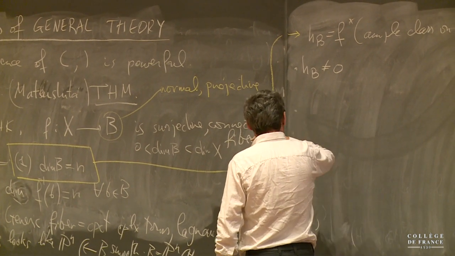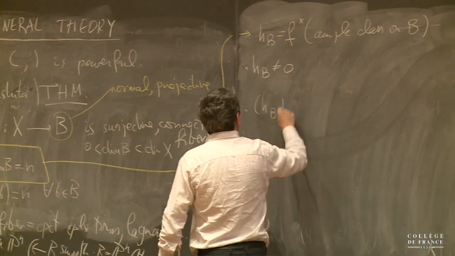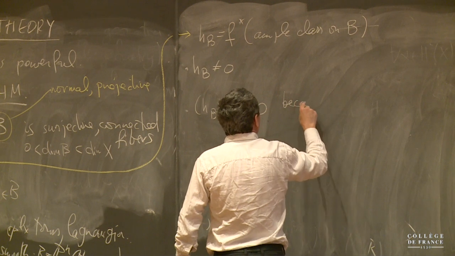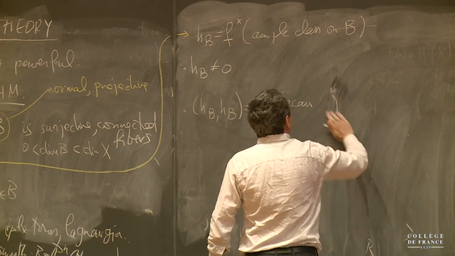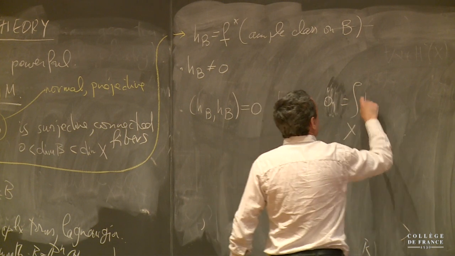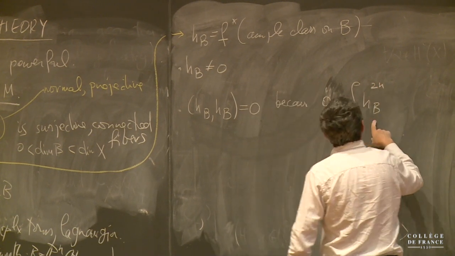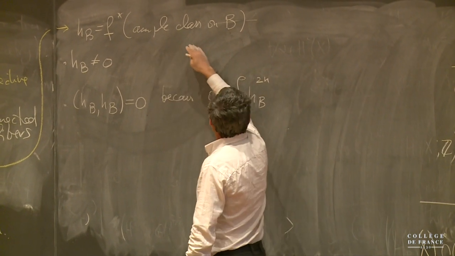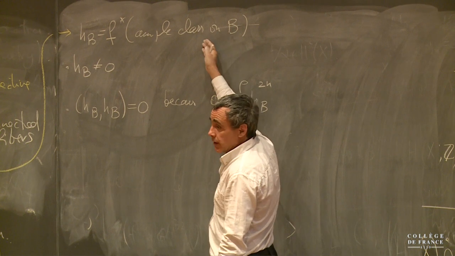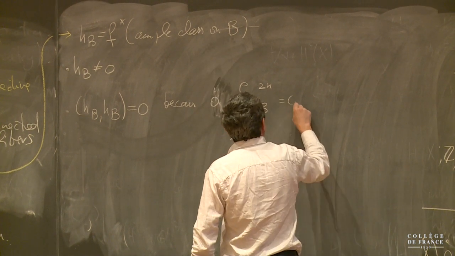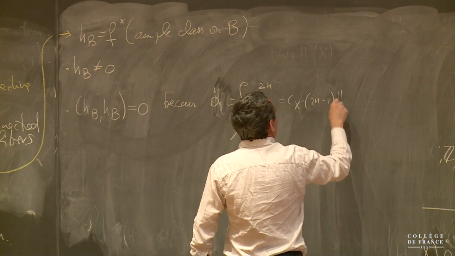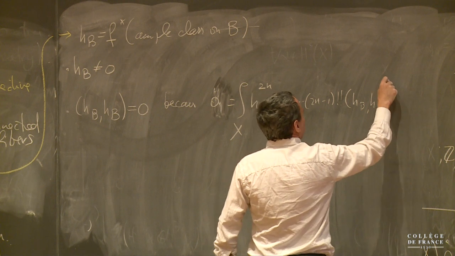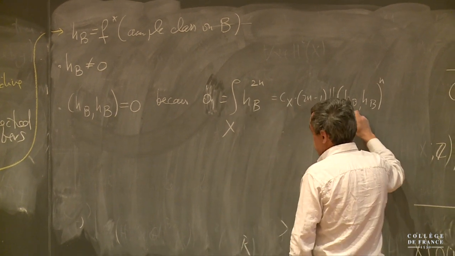But now, if we compute the Bogomolov form here, it is 0, because if we compute H_B to the 2n, this is the same as pulling back the ample class to the 2n, and this is 0. But this, on the other hand, is C_X times the form. So this means that the form of H_B has to be equal to 0.